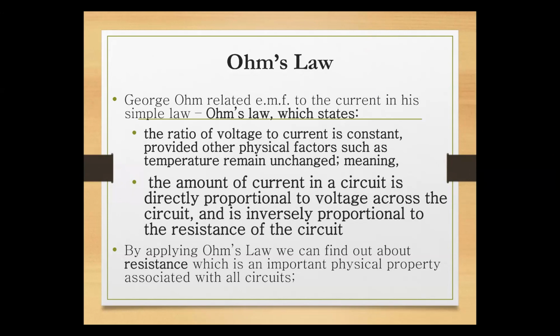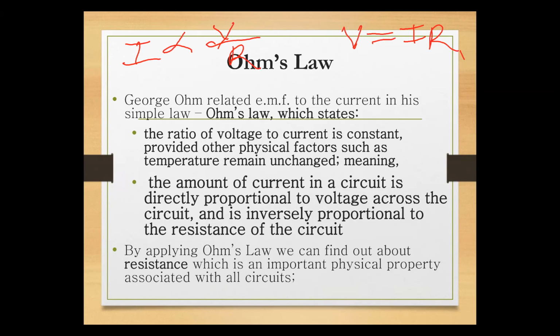So the meaning of this is that the amount of current in a circuit is directly proportional to the voltage across the circuit and is inversely proportional to the resistance of the circuit. Let's put it mathematically. The amount of current, that's I, in a circuit is directly proportional to V across the circuit, and is inversely proportional to the resistance of the circuit, that's 1 over R. Hence, that leads to V is equal to IR. Voltage is equal to current times resistance.